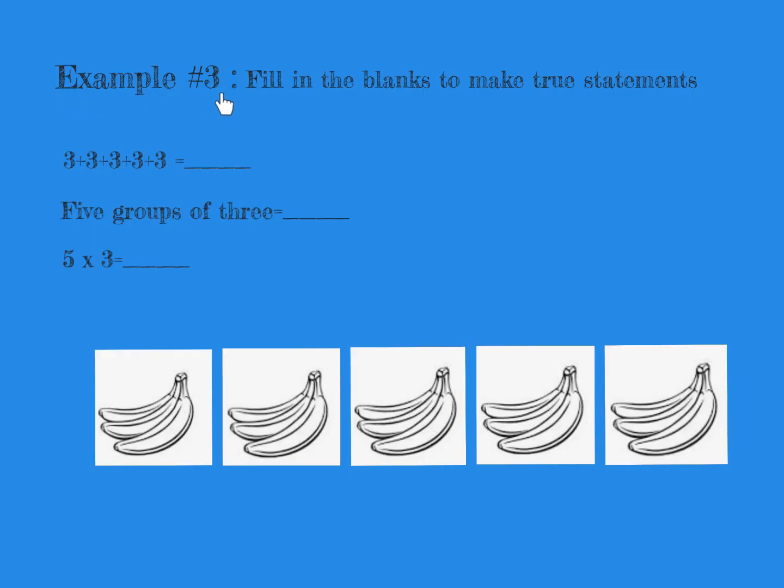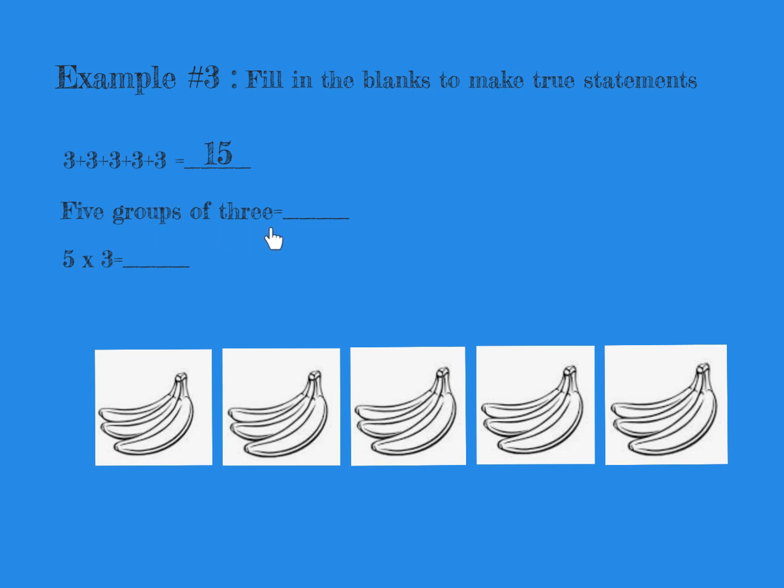Example number 3. Fill in the blanks to make true statements. 3 plus 3 plus 3 plus 3 plus 3 equals, 5 groups of 3 equals, and 5 times 3 equals. 3 plus 3 is 6, plus 3 is 9, plus 3 is 12, plus 3 is 15. So 3 plus 3 plus 3 plus 3 plus 3 equals 15.